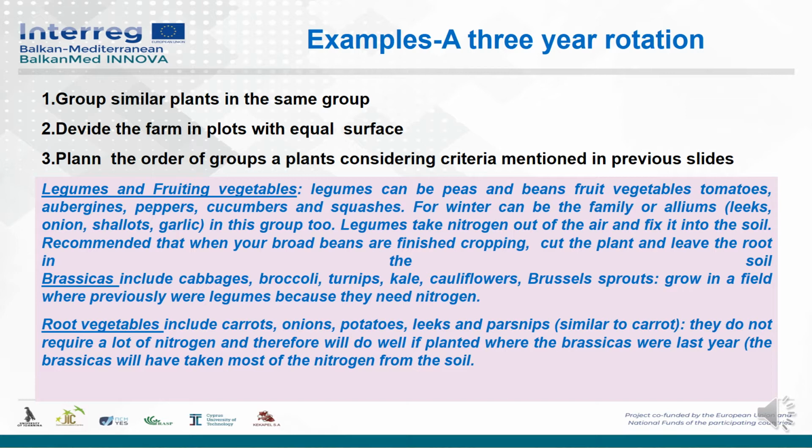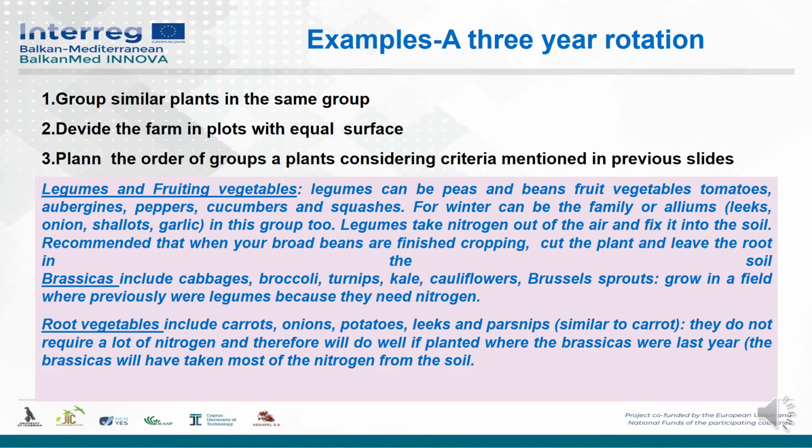Legumes are important, as we have spoken and as you know, because they take nitrogen out of the air and fix it into the soil. In this way, they enrich the soil with nitrogen. So in order to benefit as much as possible from the nitrogen that is now in the soil, and to protect the environment and waters from the nitrogen that can be leached, it's better to plant the plants that need nitrogen. In this case, we can feed these plants that have a higher need for nitrogen. It is recommended that when your broad beans are finished cropping, you cut the plant and leave the root in the soil.